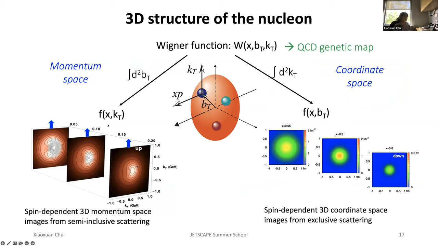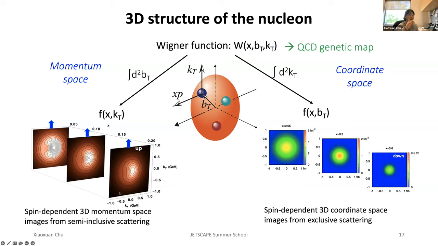And from the prediction, you see the 3D structure of the parton inside the nucleon. And by integrating the Wigner distribution over the transverse momentum kT, you could see the parton distributions in the coordinate space. I'm not going to cover all the measurements in terms of the different physics.